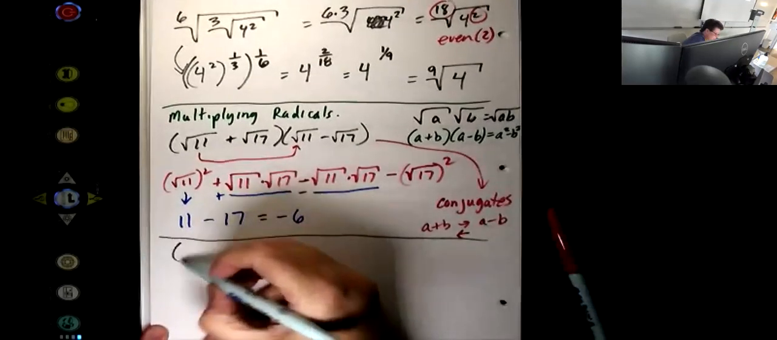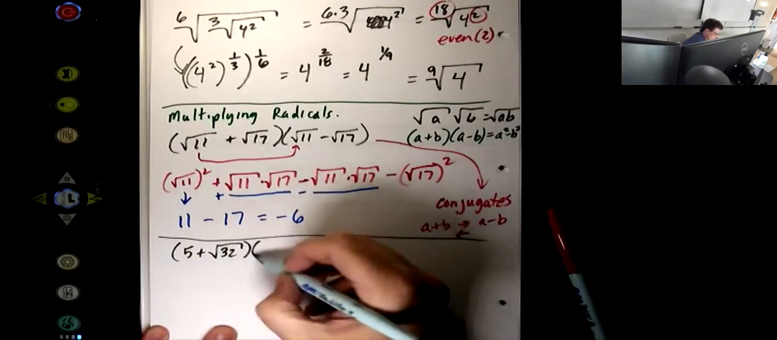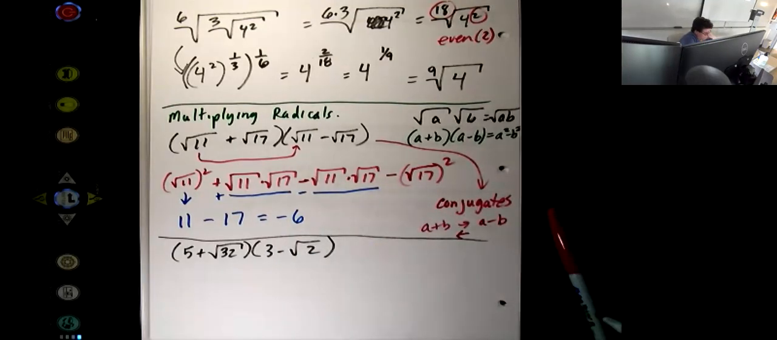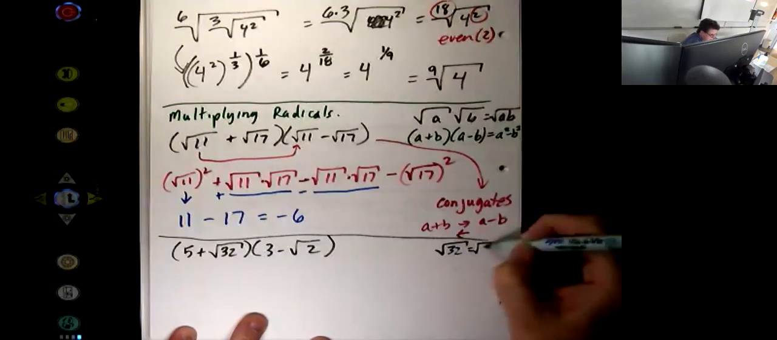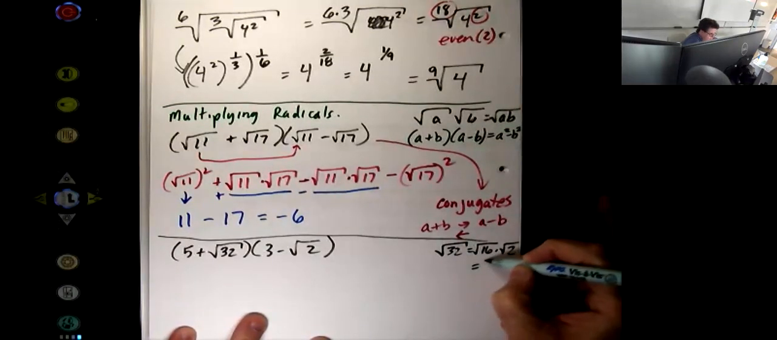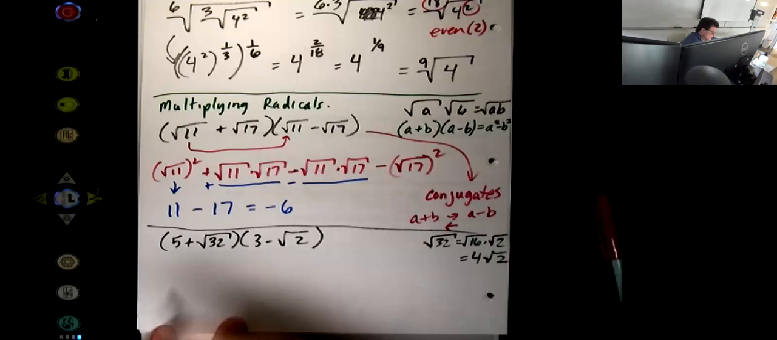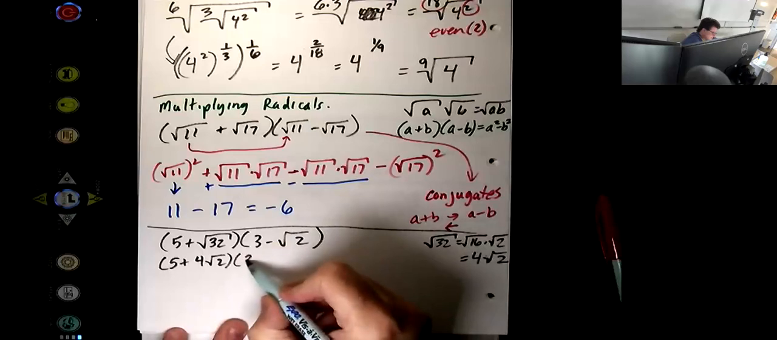If I have 5 plus the square root of 32 times 3 minus the square root of 2, you should simplify the square root of 32 first. That's square root of 16 times square root of 2, which is 4 root 2. So this becomes 5 plus 4 root 2 times 3 minus square root of 2.